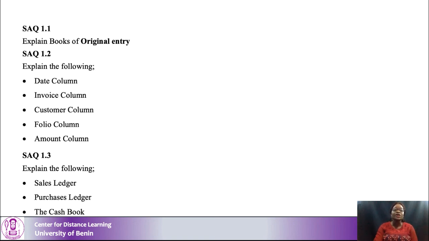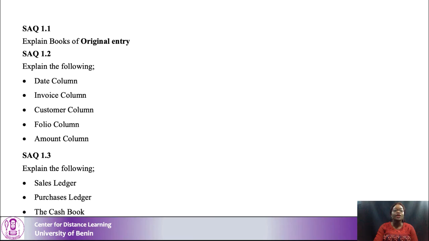First, you should be able to explain what the books of original entry mean. Number 2, explain the following and what they are used for: the date column, the invoice column, the customer column, the folio column, and the amount column. Also, you should be able to explain the following: the sales ledger, purchases ledger, and the cash book.